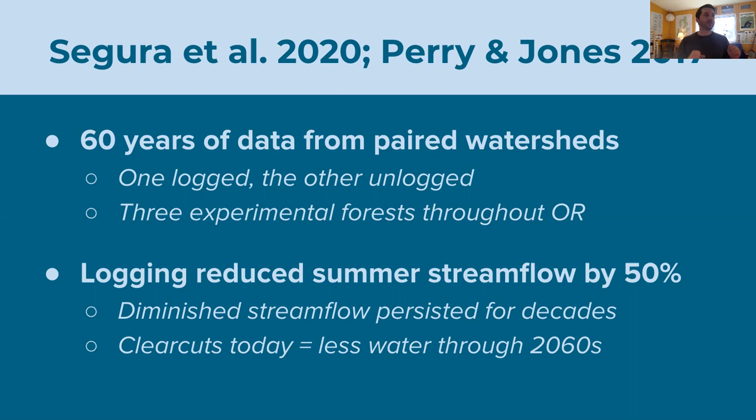And they found that when comparing the stream flow levels with the logged basin and the unlogged basin, stream flows were 50% lower in the logged basin than they were in the unlogged basin. So in other words, they clear cut one basin, they left the other one alone, and they watched those waterways for 6 decades in these two different parts of the state. And they found the same thing, 50% less water where logging had taken place.